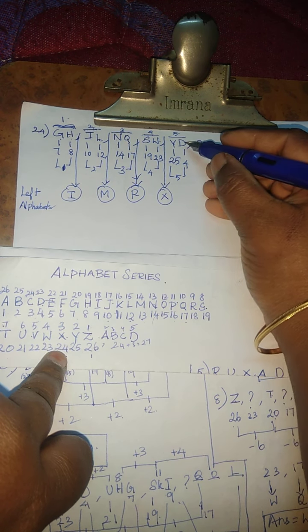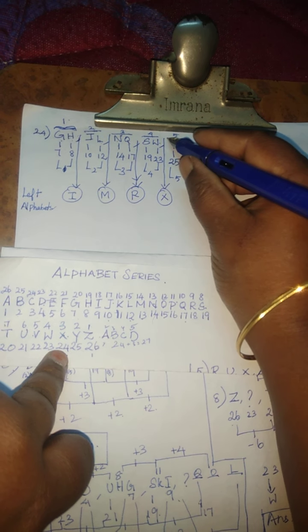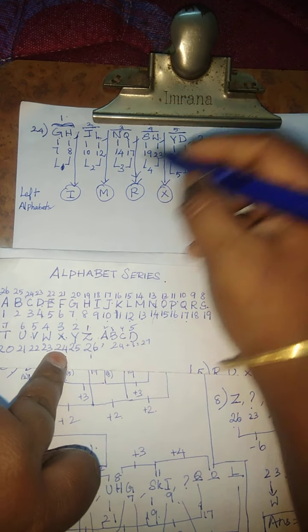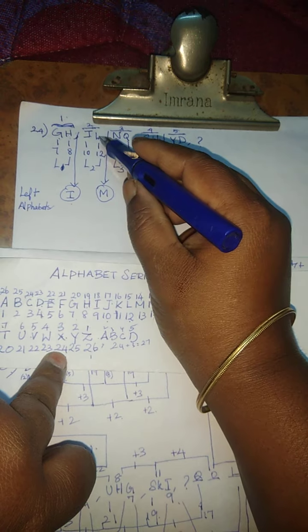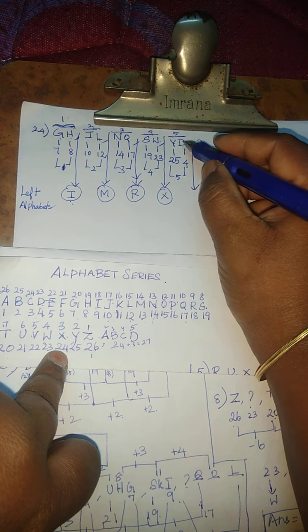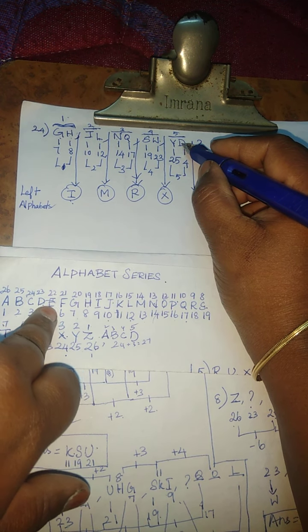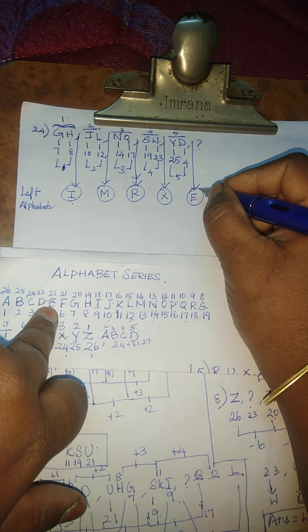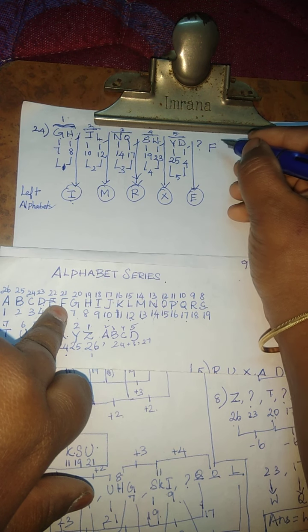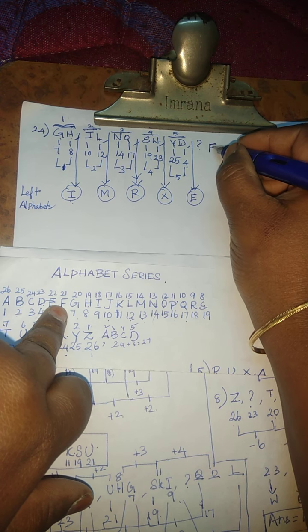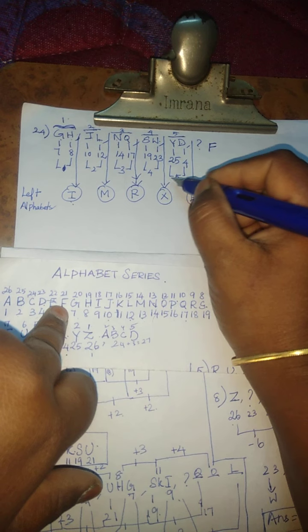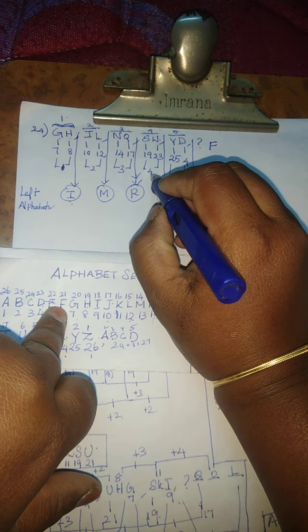Okay, then YD is the fifth alphabet set. After D, they should leave one alphabet, because between all the alphabets they leave only one alphabet. So here also they will leave one alphabet. After D, they should leave E, and then the next letter must be F. We found the next alphabet is F, but we should find another alphabet too. Here the difference is 1, 2, 3, 4, 5.